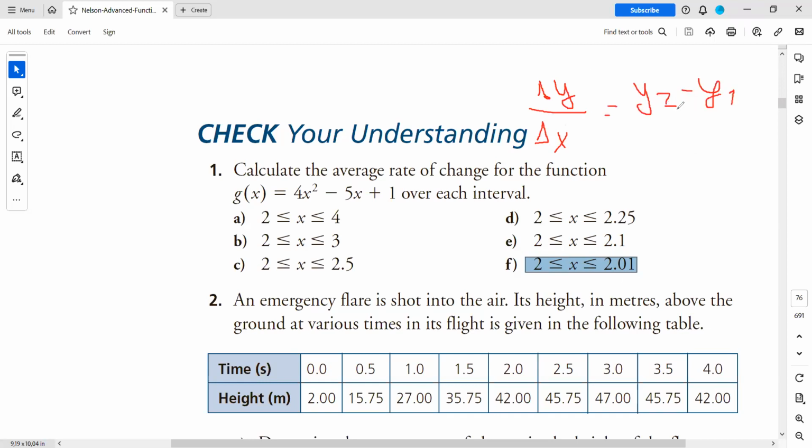y2 minus y1 over x2 minus x1 equals, x2 is going to be 2.01, subtract 2, right? Denominator is done. Now numerator, y2 and y1. I have to substitute 2 in this formula and 2.01 into this formula. We're going to have 4 times 4, subtract 5 times 2, plus 1, equals 16 minus 20 plus 1. So 17 minus 20 is minus 3. So y1 is going to be minus 3. I'm going to put plus here because my y1 is negative. And y2 is going to be at 2.01 here.